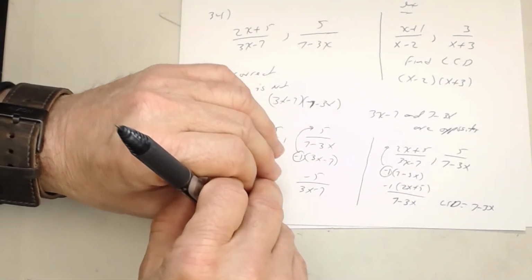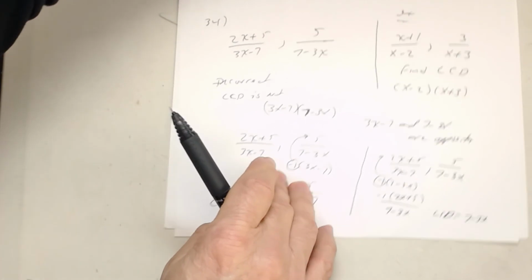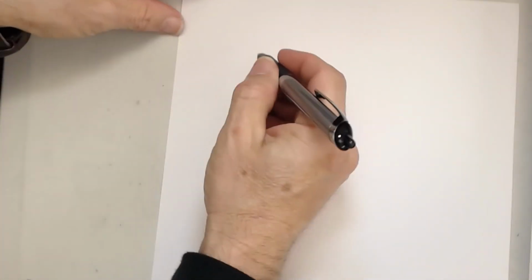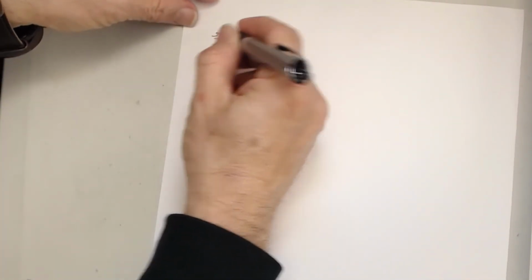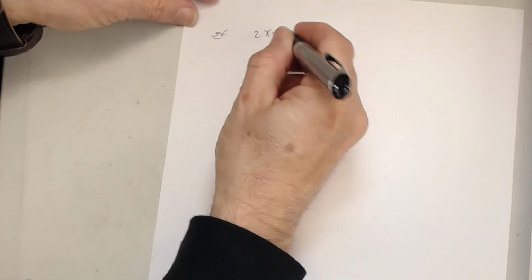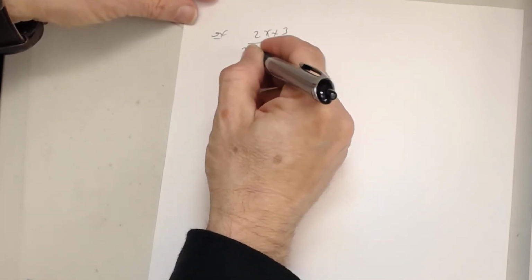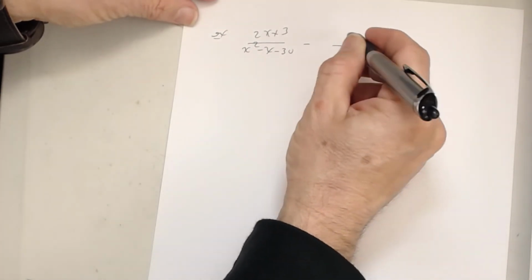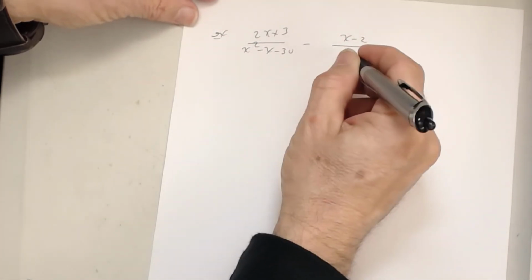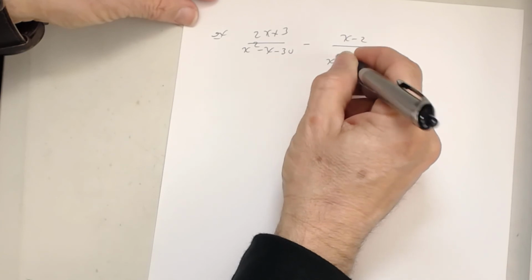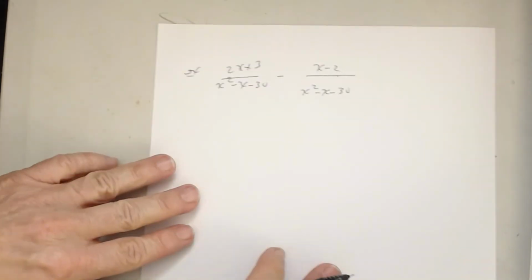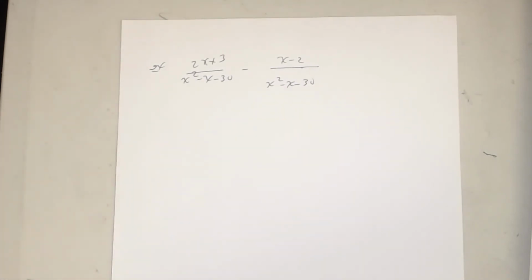It's not difficult. The other thing you had to be careful of was this. So let me just remind you about this. 2x plus 3 divided by x squared minus x minus 30, minus x minus 2 divided by x squared minus x minus 30. Okay.